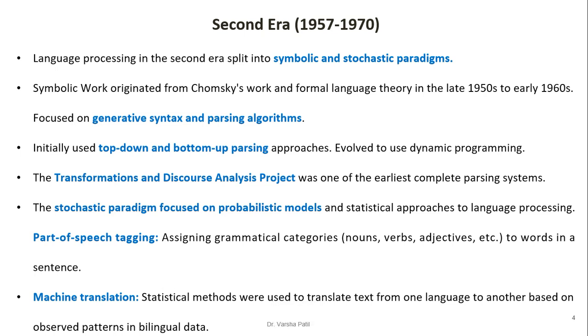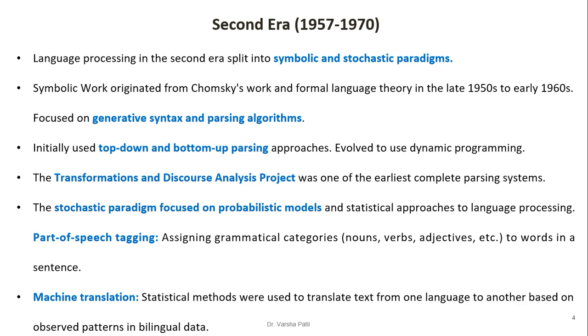Now we'll move to the second era, from 1957 to 1970. It mainly focuses on the symbolic and stochastic paradigms. Symbolic work originated from Chomsky's work on formal language theory, focused on generative syntax and parsing algorithms. Initially top-down and bottom-up parsing approaches were used, and it evolved to use dynamic programming. The Transformations and Discourse Analysis Project was one of the earliest complete parsing systems.